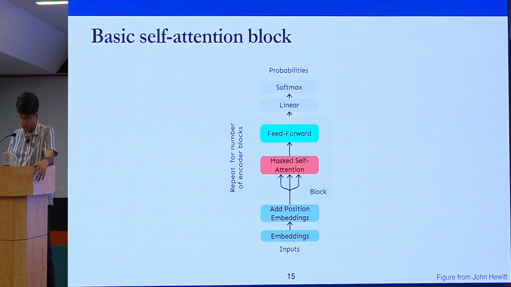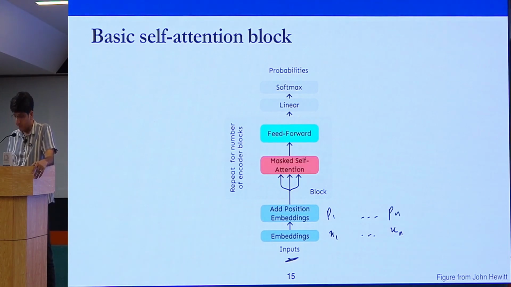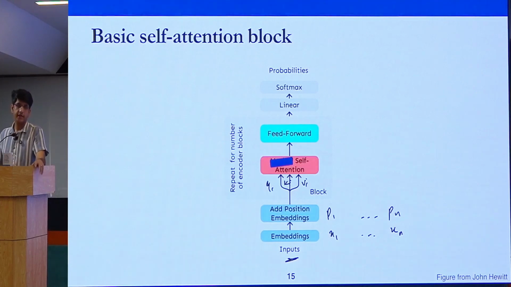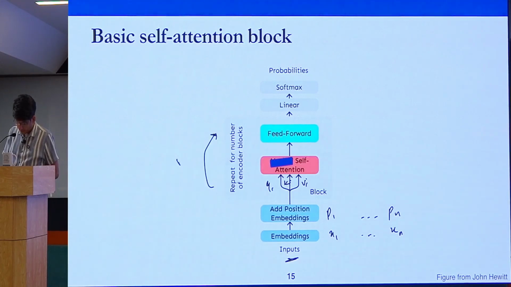So now if we come to this diagram, you start with inputs, you get x1 all the way till xn, you add position embeddings, so you add p1 to pn, then you multiply with the key, query, value matrices, so you get a qi, ki, vi, and you do self-attention. Forget for now what is masked self-attention; let's say self-attention. Then you do the feed forward network, and you do this n times over.